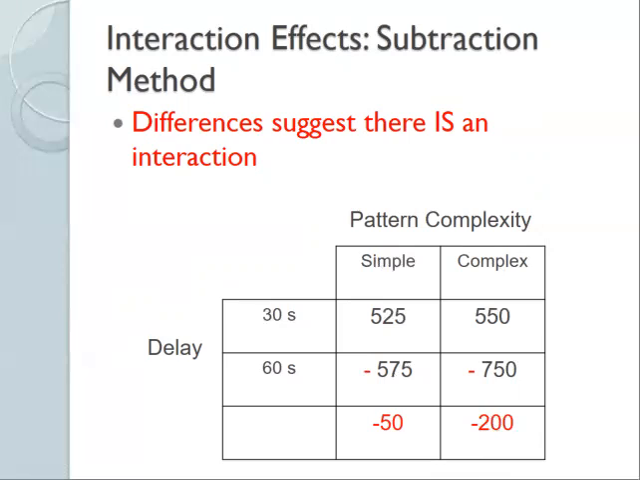What we're looking for with the subtraction method is whether there's a difference between, for example, 30 versus 60. Is the difference the same at the different levels of pattern complexity? This is a pretty substantial difference, which suggests that we do have an interaction. So if these differences were the same, we would conclude that there was no interaction. So with the subtraction method, you're asking, is there an interaction effect? If the numbers come out different, you conclude there is an interaction effect.